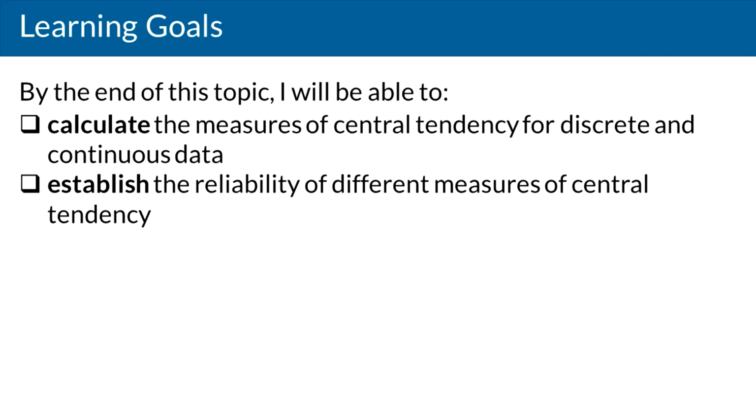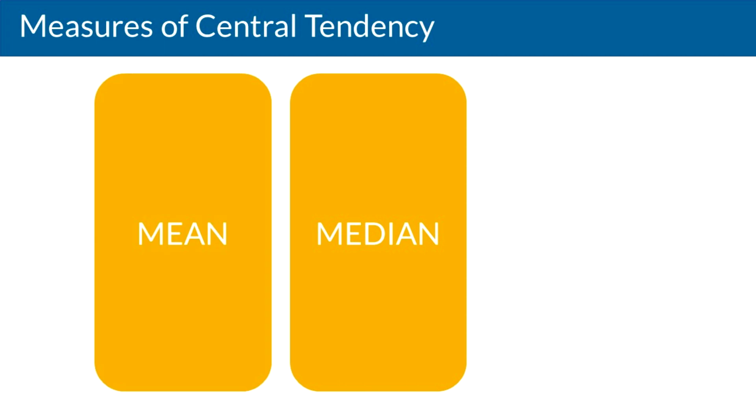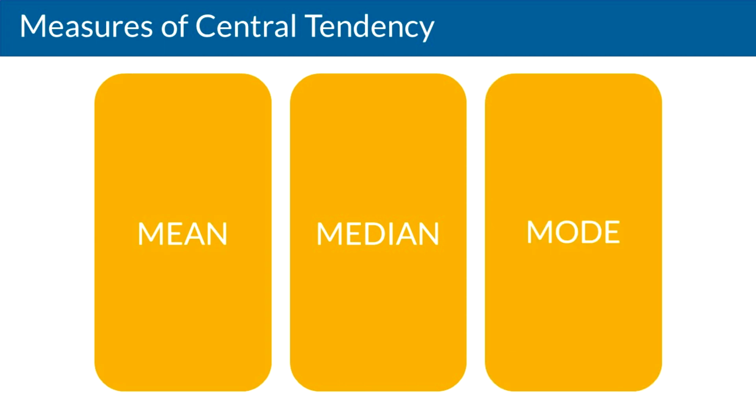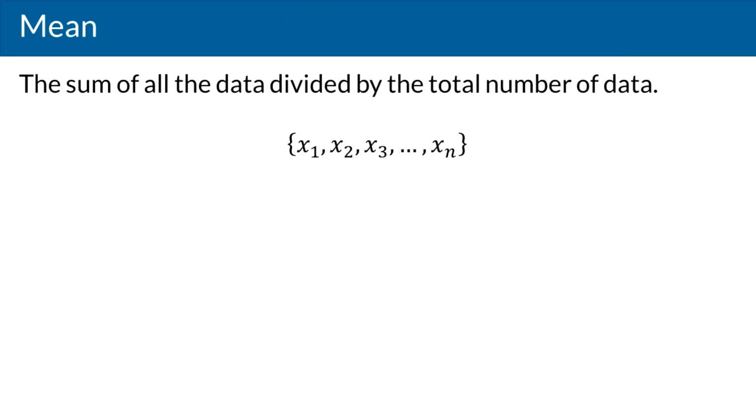You're likely familiar with all three already. We're going to talk about the median, the mean, and the mode. Measures of central tendency help us to analyze and understand what's going on within the center of a dataset. To calculate the mean of a dataset, we take the sum of all of the data and divide it by the total number of data.